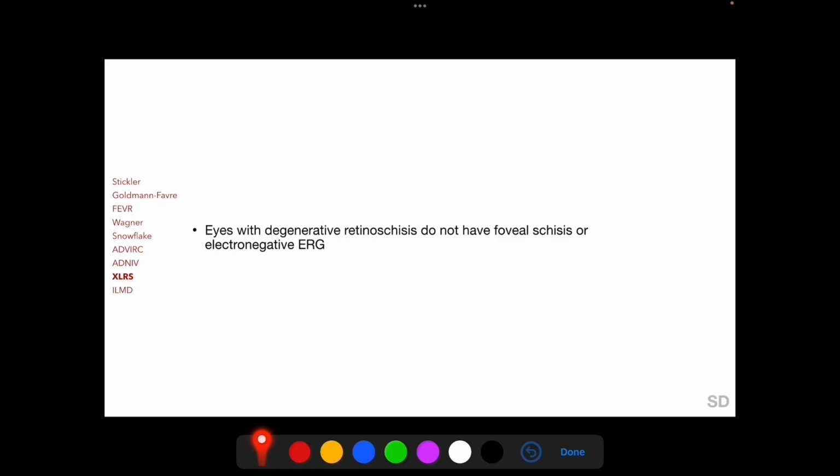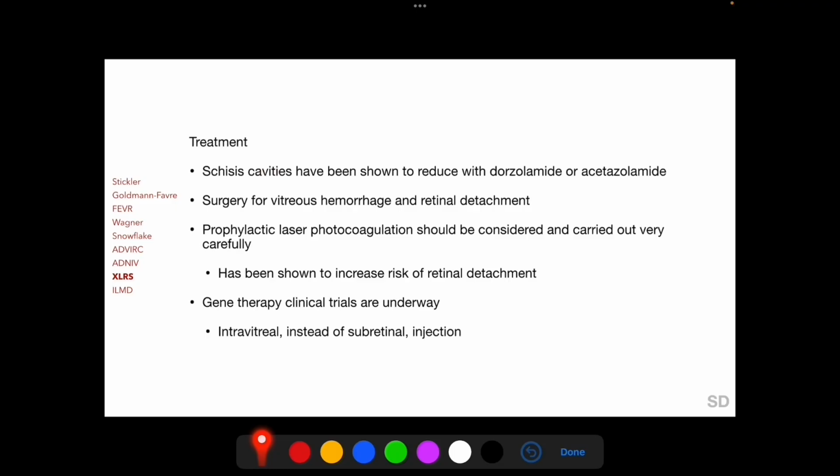In contrast to XLRS, eyes with degenerative retinoschisis do not have either foveal schisis or an electronegative ERG. Schisis cavities of XLRS have been shown to reduce with dorzolamide or acetazolamide, and surgery may be required for vitreous hemorrhage and retinal detachment occurring in these eyes. Prophylactic laser photocoagulation to prevent the occurrence of retinal detachment in these eyes should be considered and carried out very carefully, because it has been shown to increase the risk of retinal detachment in these eyes.